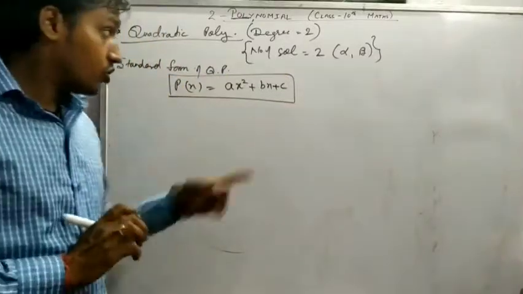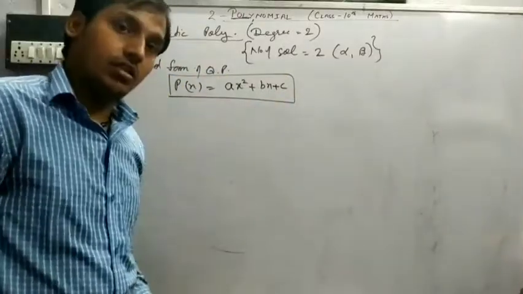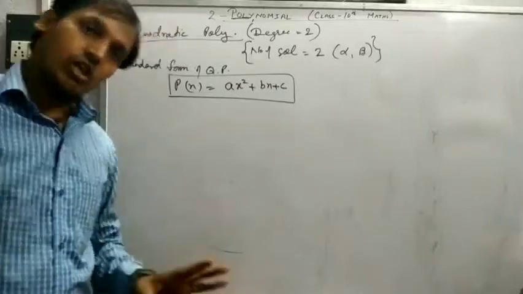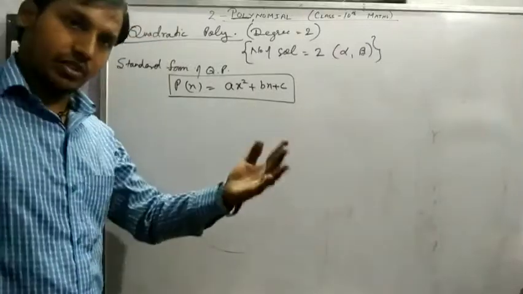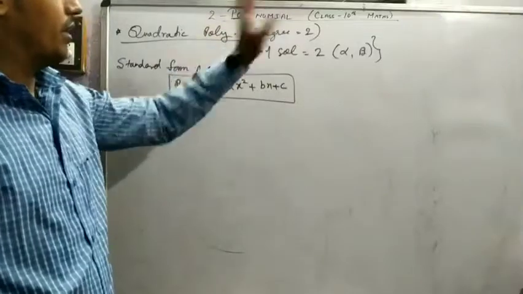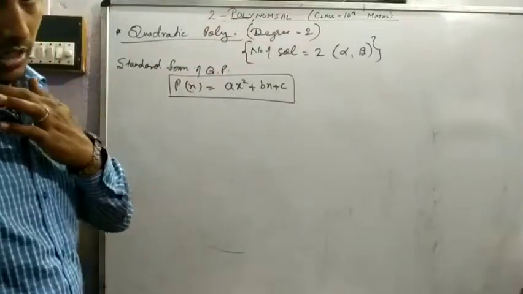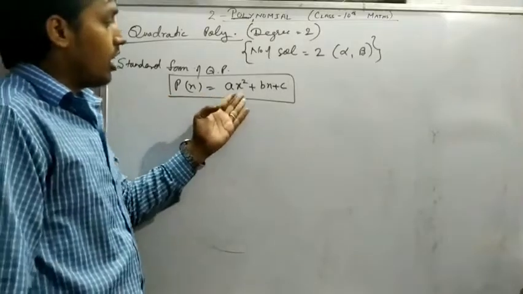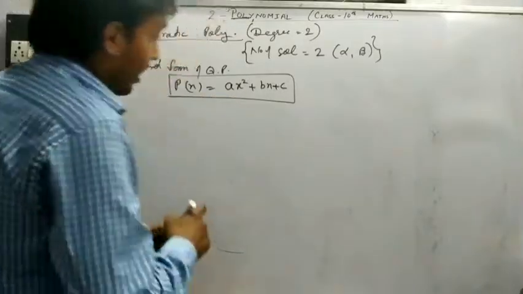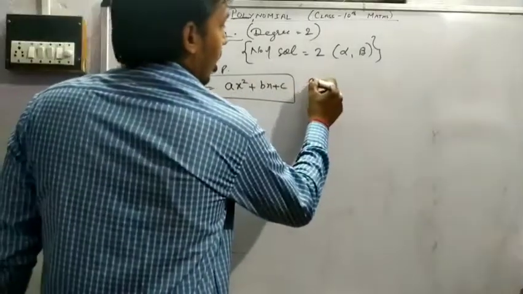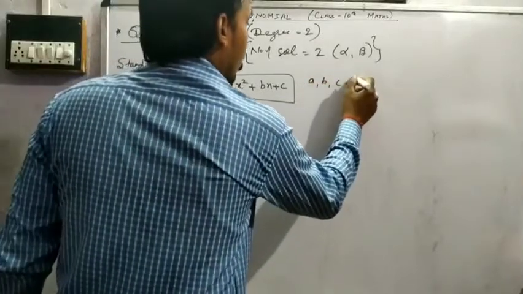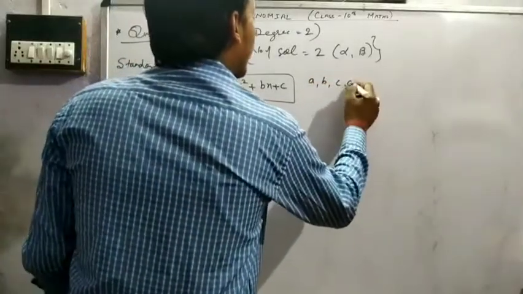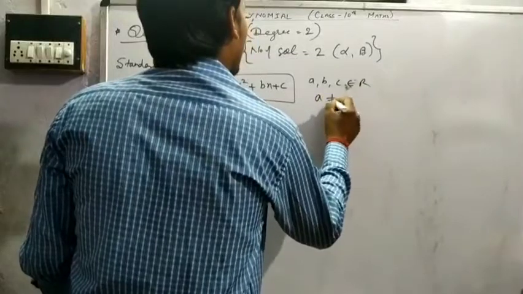You can't take it equal to 0. Equal to 0 makes it an equation. In your syllabus there is also the quadratic equation, but it's in the 4th chapter. In this chapter it is only polynomials, so you can't use the equal to sign here. For representing the polynomial, only p of x is equal to ax square plus bx plus c, where a, b, c belong to real numbers, but a can't equal 0.